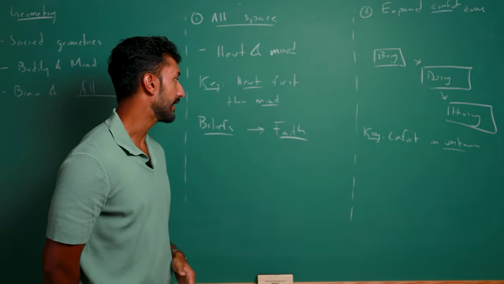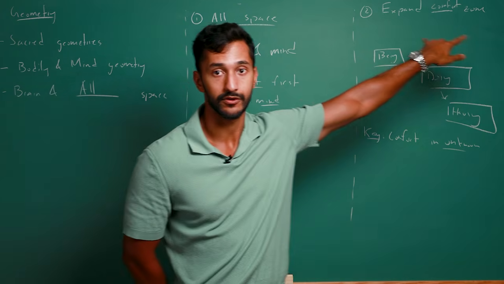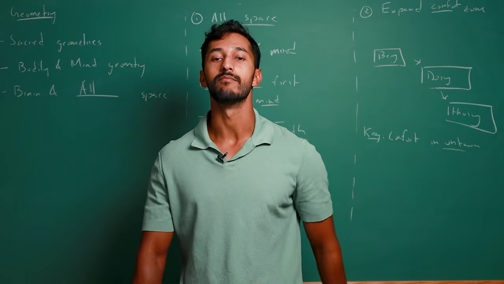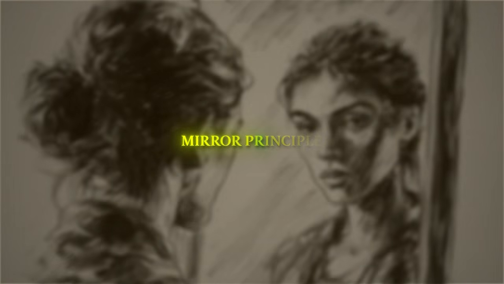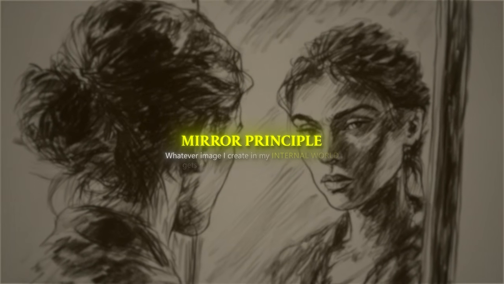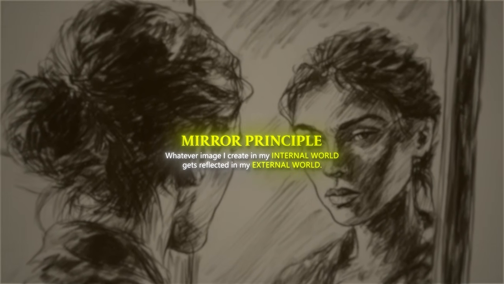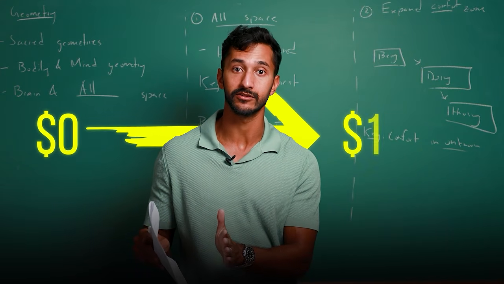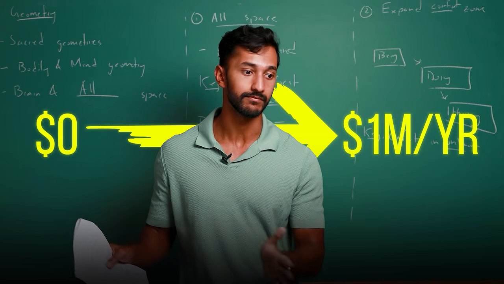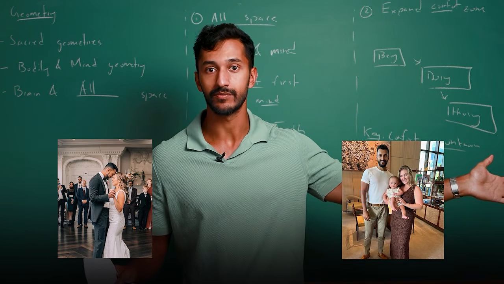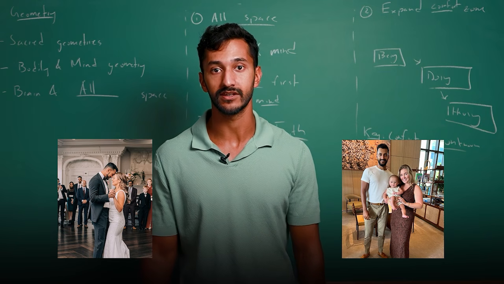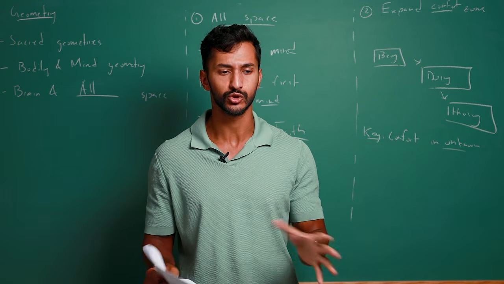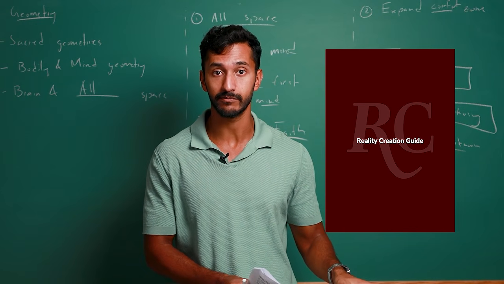So what I want you to do right now is to take these teachings further. There's a principle of reality called the mirror principle. The mirror principle states that whatever image I create in my internal world gets reflected in my external world. And it's the very thing that allowed me to go from zero to making over $1 million a year, living the life that I want, manifesting my dream partner, and having a baby and 2 houses, all by the age of 27. If you want to access that training, it's a short movie I created, about 25, maybe 29 minutes long, with a complete guide to implement everything that I'm talking about.